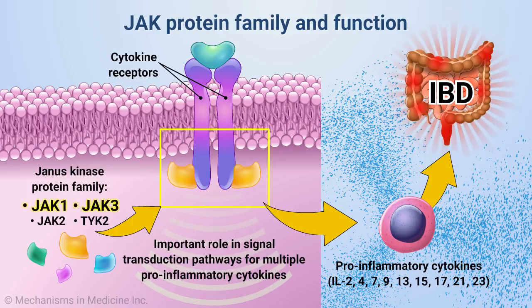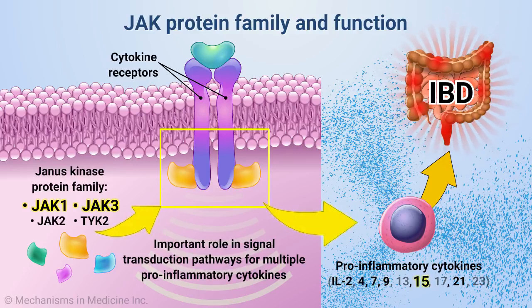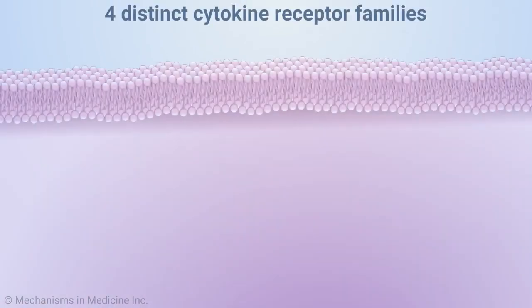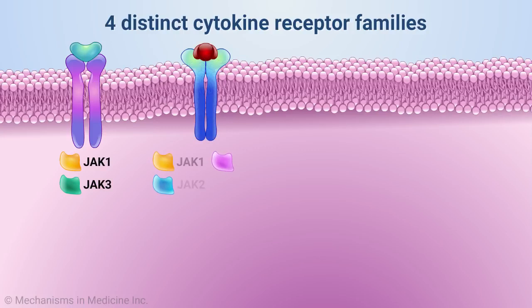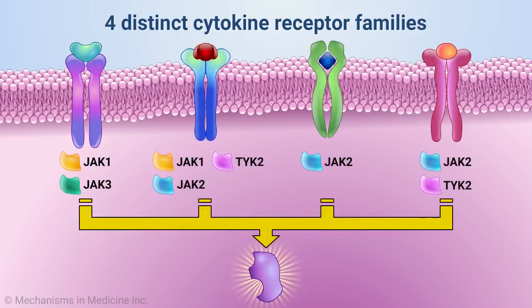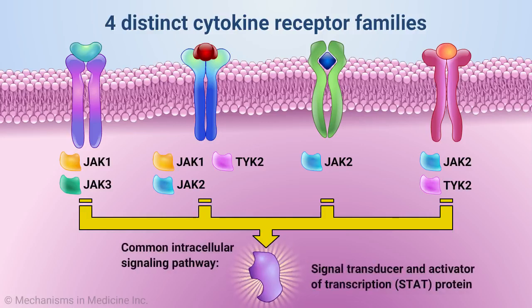JAK1 and JAK3 modulate an adaptive immune response via IL-2, IL-4, IL-7, IL-9, IL-15, and IL-21 signaling. JAK proteins are associated with distinct cytokine receptors, but initiate their transcription response via common intracellular signaling pathways.